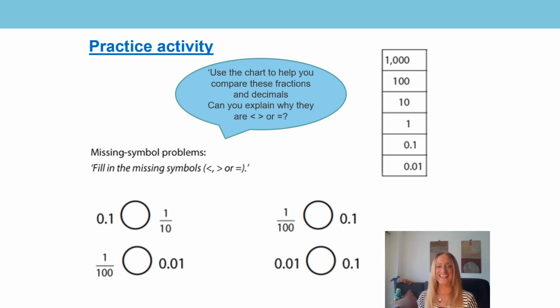You've worked really, really hard today, and I think you're all really super confident at being able to divide one into a number of equal parts and to be able to tell me which notation represents the number of equal parts that one has been divided into. So I'd like you to use the chart and use the representations that you have in your head. Think about the representations that we've used to compare these fractions and decimals. And can you explain why they're less than, greater than or equal to? So some missing symbol problems like the last questions we did.